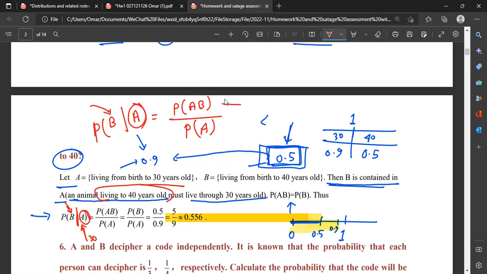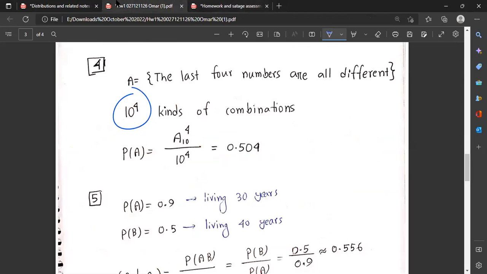So firstly, here is the numerator part. It is the intersection, and the denominator, this part, is the condition. We know that P of AB means P of B, and P of B is 0.5. So we write down 0.5, and then we divide by P of A, which is 0.9. So 5 by 9, it will be 0.556. This is the answer for number 5.